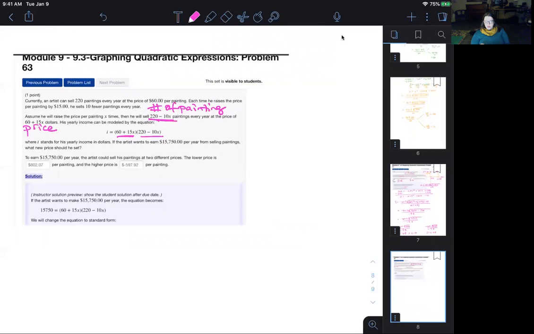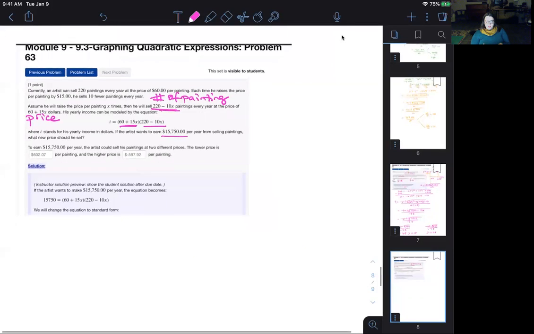If the artist wants to earn $15,750 per year from selling paintings, what should the new price be set at? Similarly here, we're going to set up this equation. Now, in order to get that ready to solve using the quadratic formula, we will need to FOIL that out and then set it equal to 0.